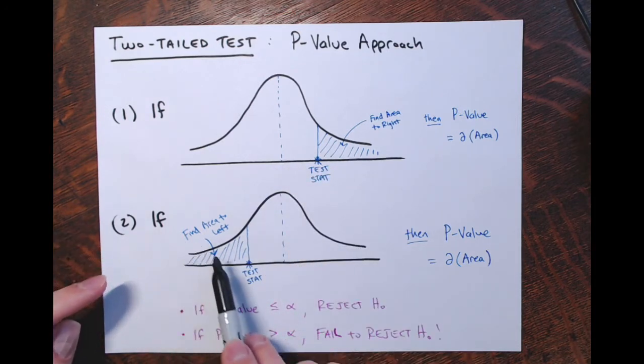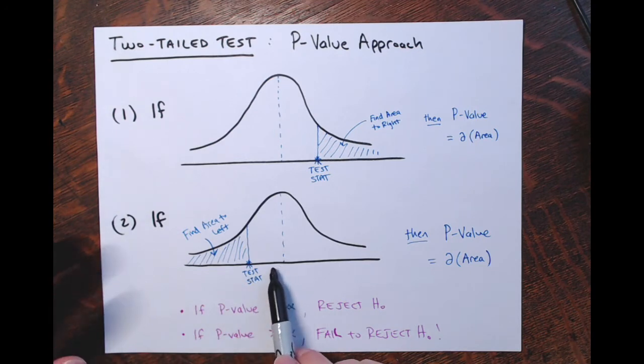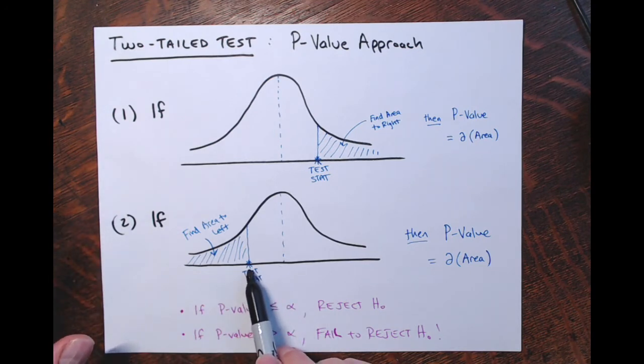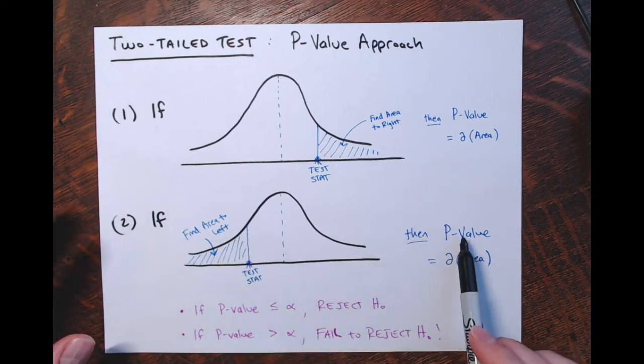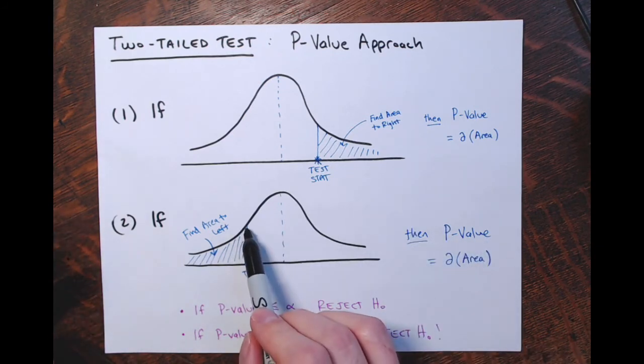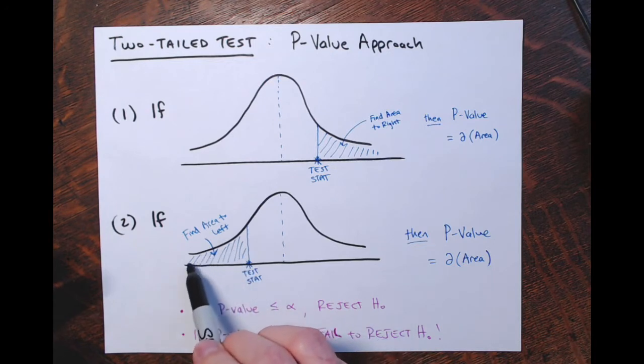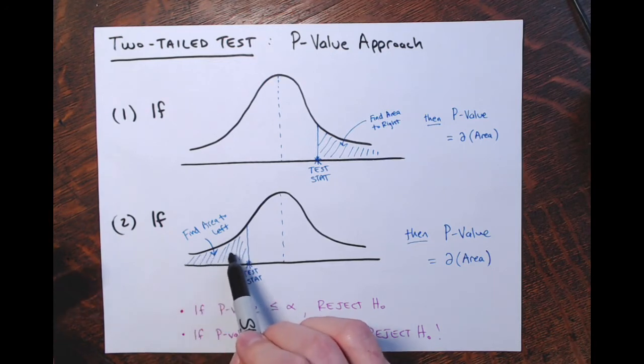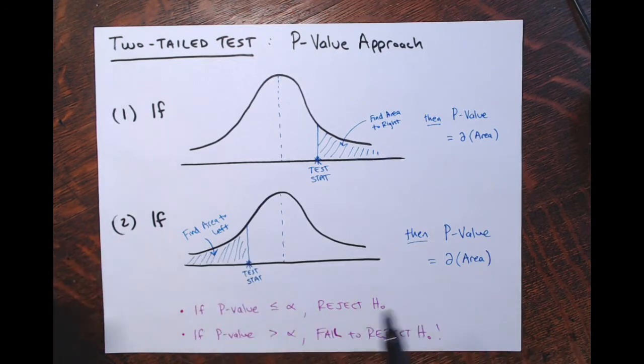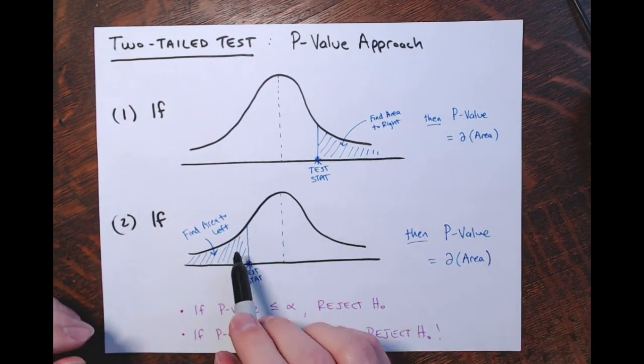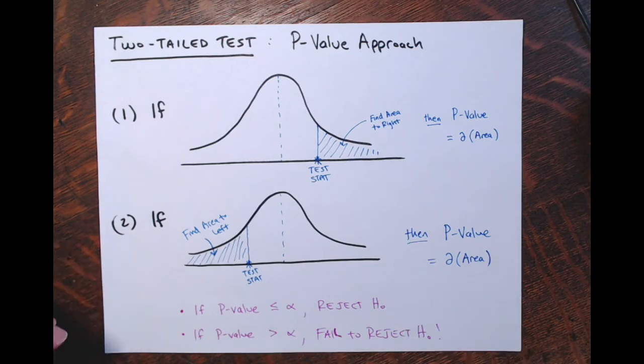If the test statistic is at the mean or less, right? If the test statistic is left of the mean, less than the middle, then to find this p-value for the test statistic, you find the area to the left, and then double it, like the first scenario. So the p-value here is the area to the left, and then double that area.